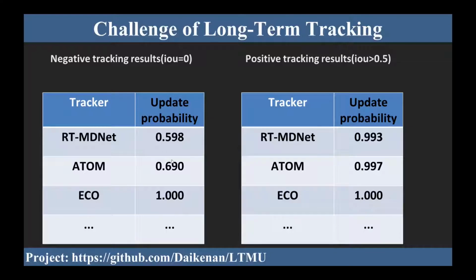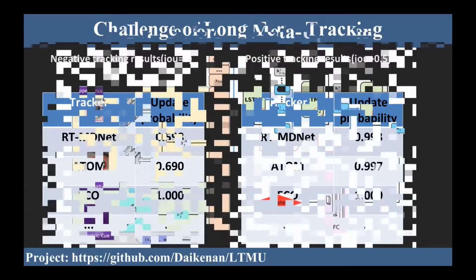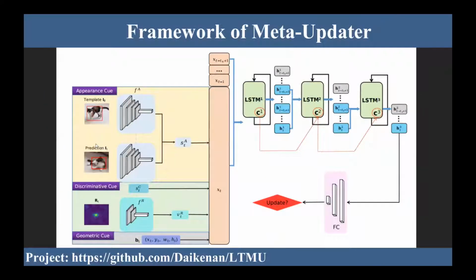Also, some of these trackers, such as ATOM, RT-MDNet, have their own update judgment mechanism. That's problematic. If the tracker learns too many wrong samples, it can impair the ability of the tracker to discriminate, and it causes cumulative effects that make the tracker perform poorly, especially in longer videos. To make online update more accurate, we propose a new meta-updater.